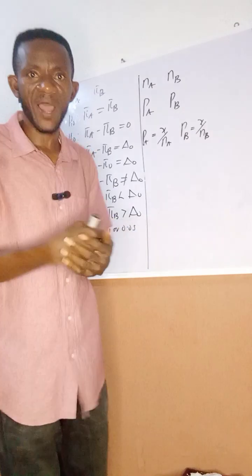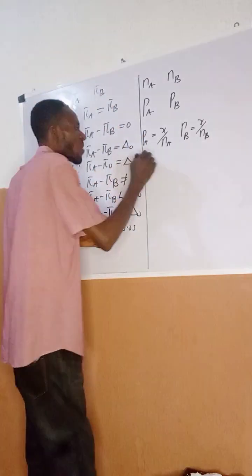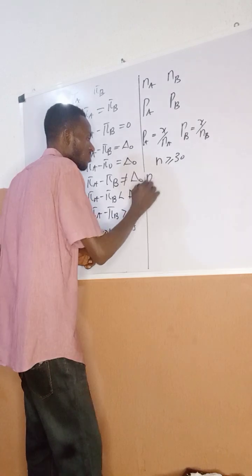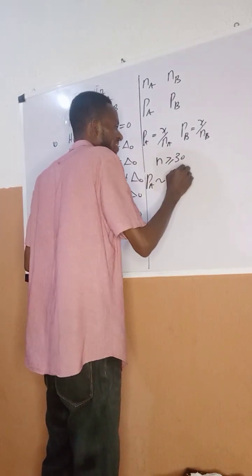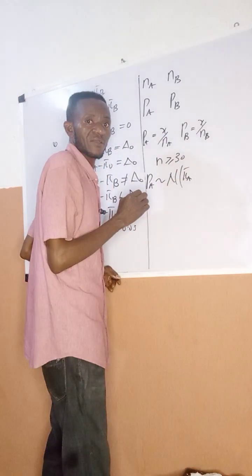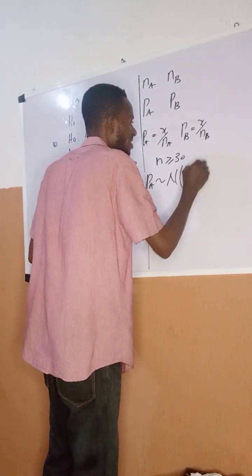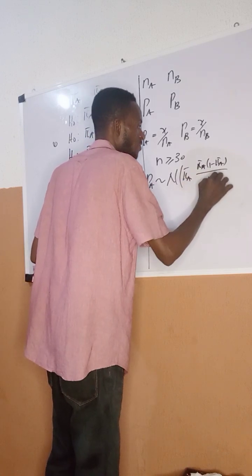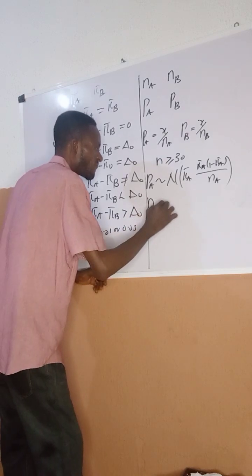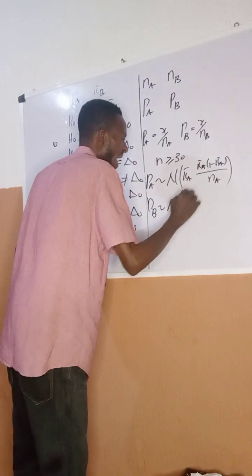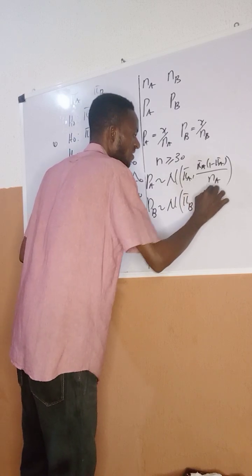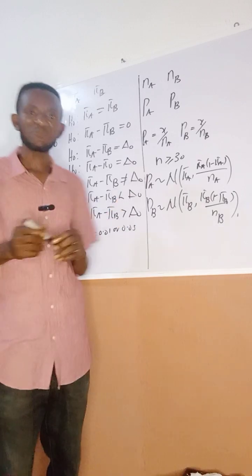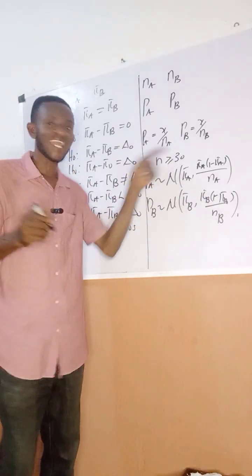So we now go ahead to define our test statistics. We have been told that when n is large, n greater than or equal to 30, this P subscript A follows a normal distribution with parameters pi of A, and pi of A into 1 minus pi of A all over n of A. And this P of B follows a normal distribution with parameters pi of B, and pi of B into 1 minus pi of B all over n of B. So these are the distributions they follow when n is large.